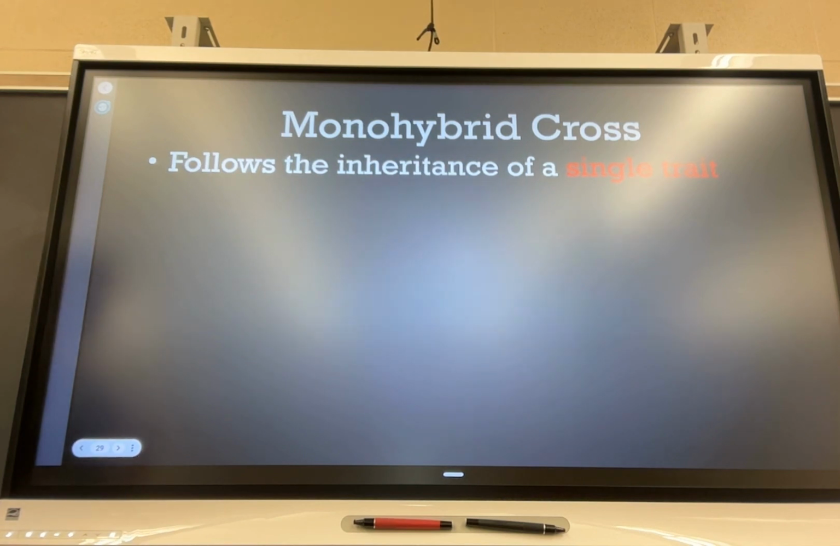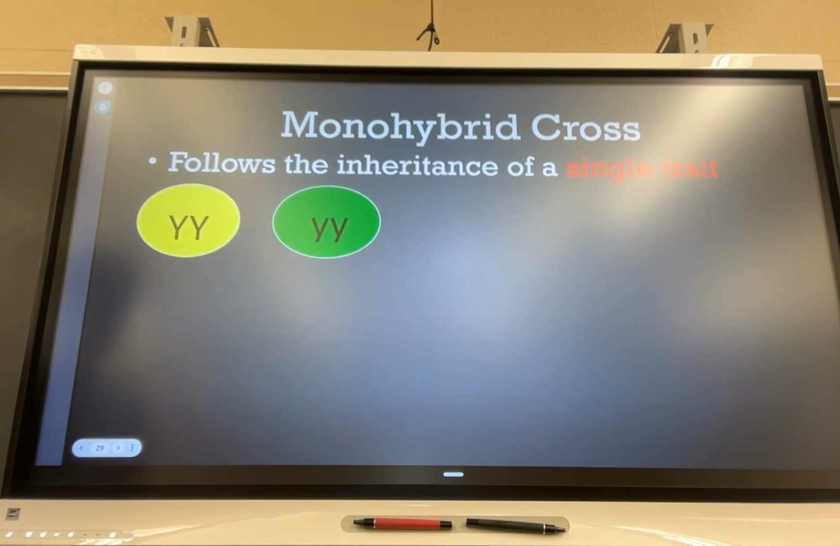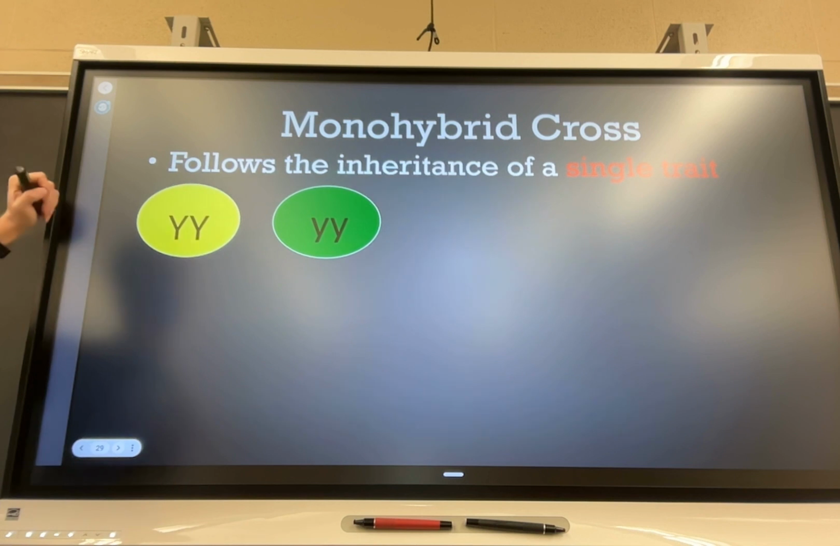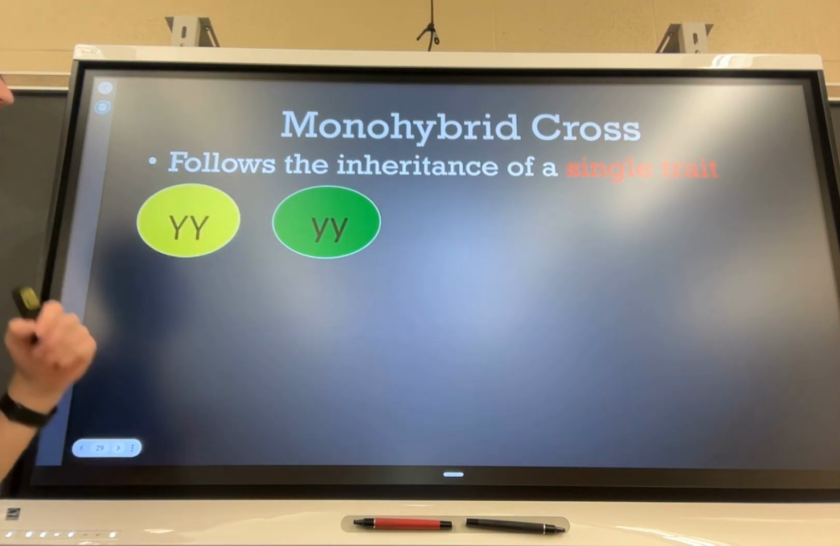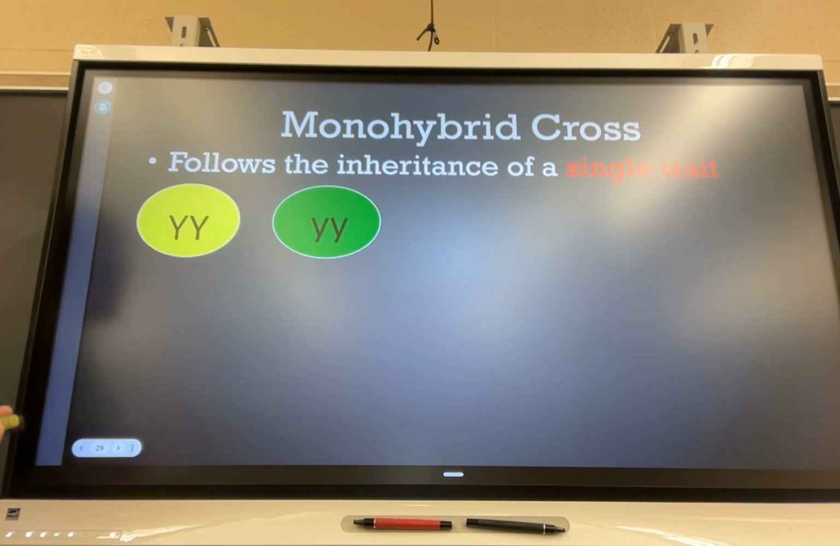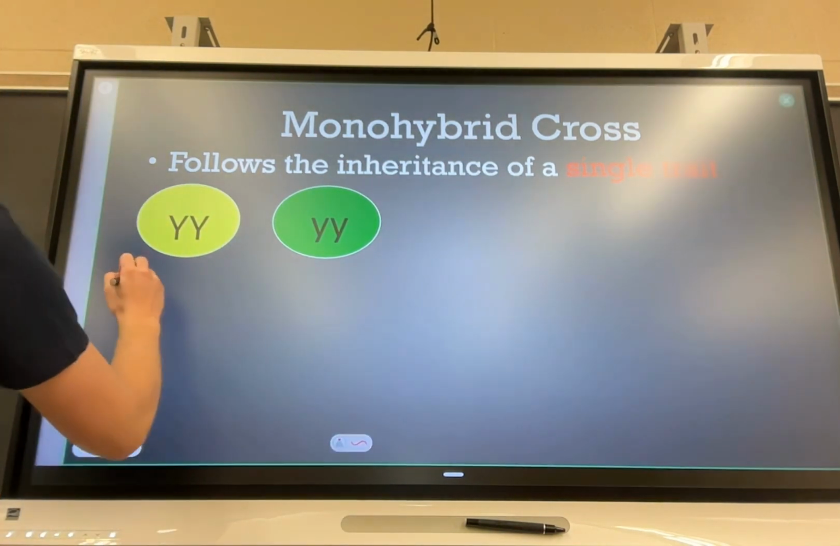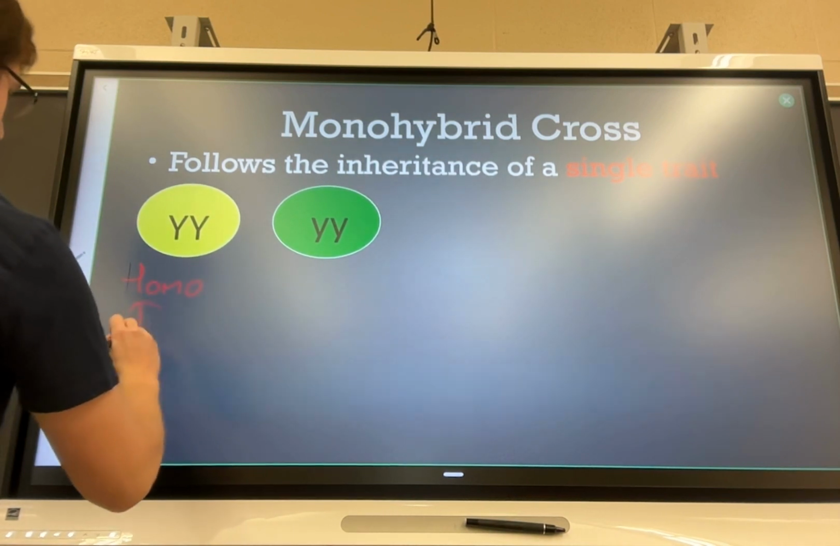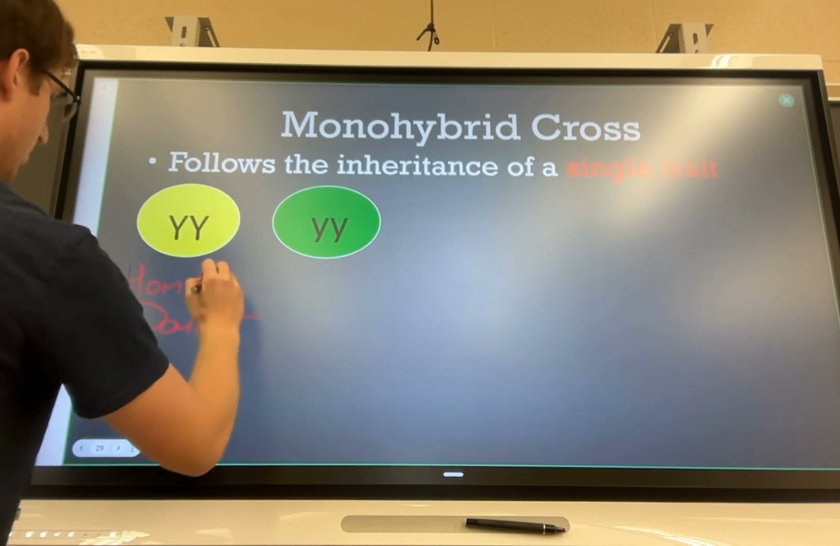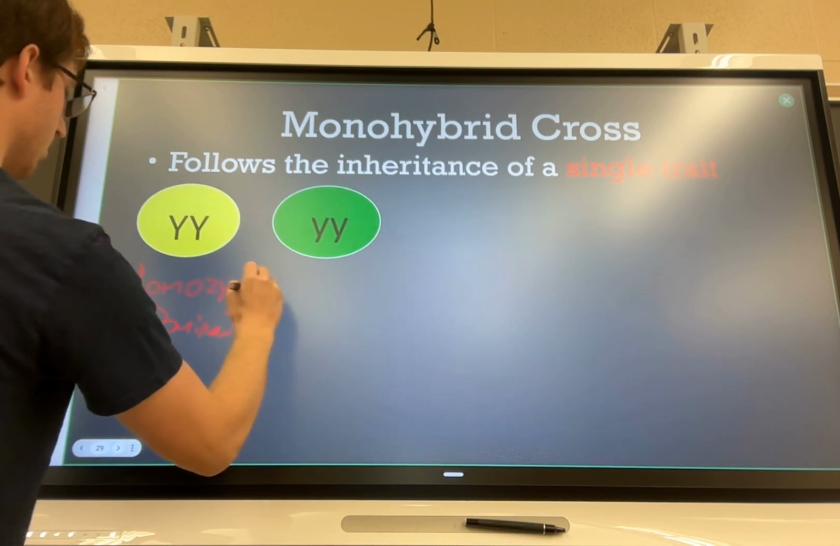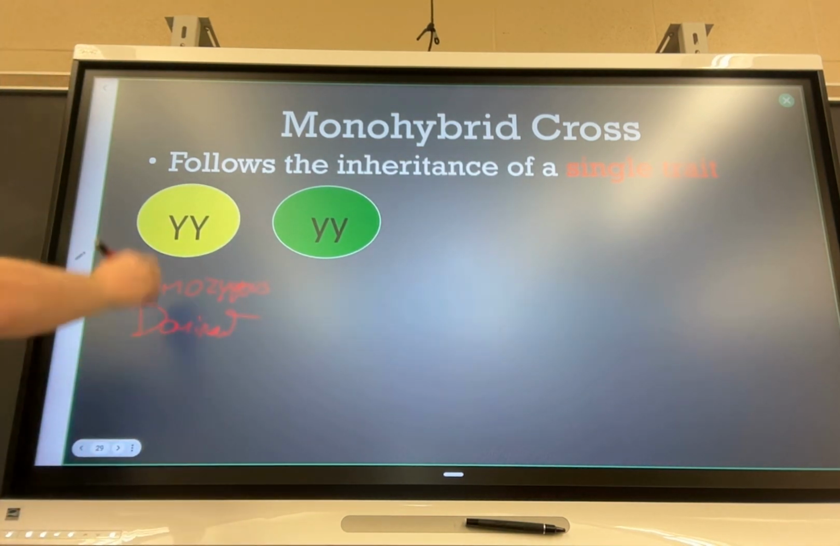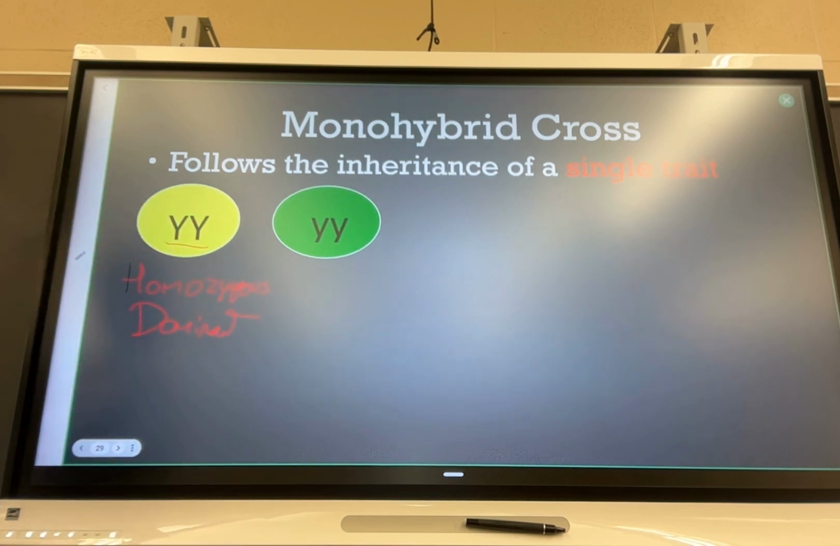So the first one, monohybrid crosses, is just going to be the inheritance of a single trait. So we're just going to work with one trait to start out with. If we have a plant that produces yellow peas and a plant that produces green peas, we can say that the yellow pea is homozygous dominant. So this means that there are two dominant alleles in this pea. So there are two big Ys.